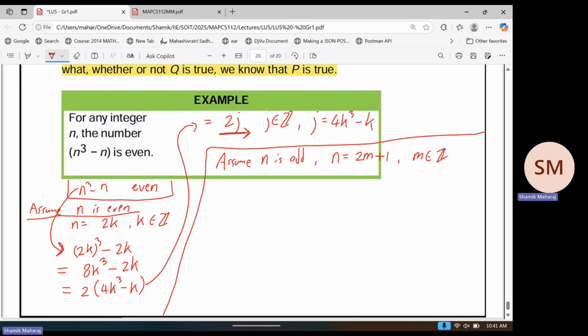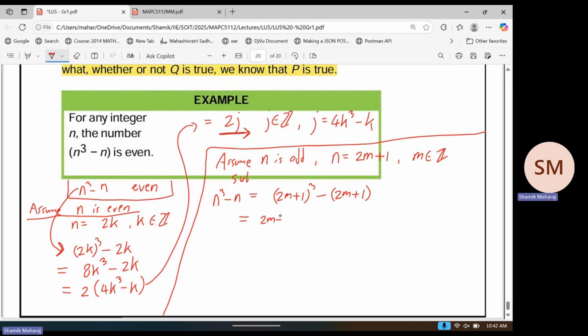Now I have to substitute this into the formula, and that's going to be a little bit tricky. So substitute. n cubed minus n becomes (2m plus 1) cubed minus (2m plus 1). We've got something cubed here, which is going to be a little bit lengthy to work out, but is there a shortcut here? Is there something we can do quickly? I can factor this out. Does that help us? I don't think so. Let's just work it out and see what happens.